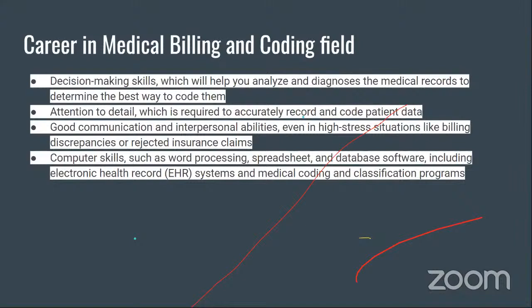and interpersonal abilities, even in high stress situations like billing discrepancies and rejected insurance claims. It's very human to make errors, and there will be rejections. You will have to kind of put up with the insurance company, so you'll need to be able to work under these stressful situations as well. You'll need computer skills, of course, such as word processing, spreadsheet, database software, etc.